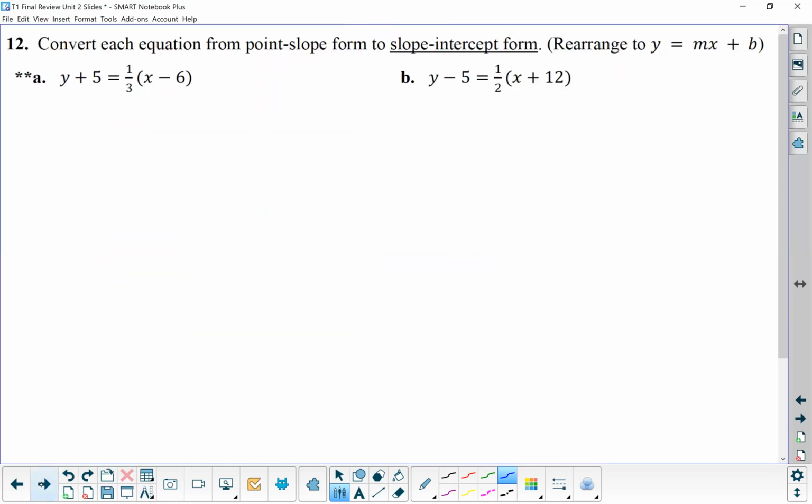All right, convert each equation from point slope to slope intercept form. In other words, we want to get it into the y equals mx plus b form. We're going to use similar steps that we use to solve an equation. We're going to get rid of the parentheses by using the distributive property. We're going to multiply everything inside the parentheses by 1/3. So we get 1/3 times x minus 1/3 times 6. Well, that would be 1 times 6, which is 6, divided by 3. And 6 divided by 3 is 2.